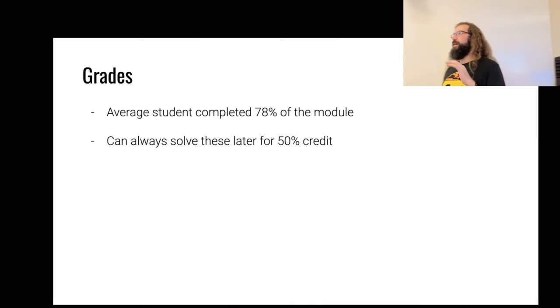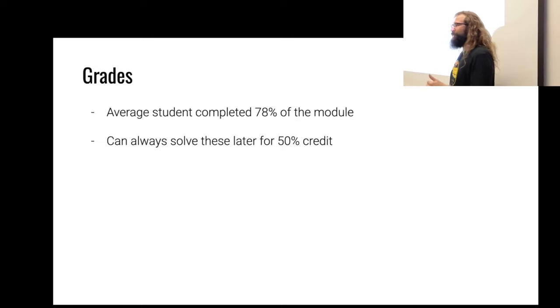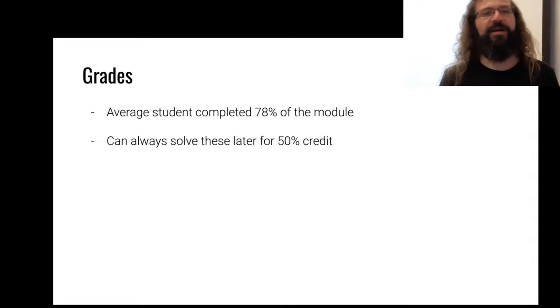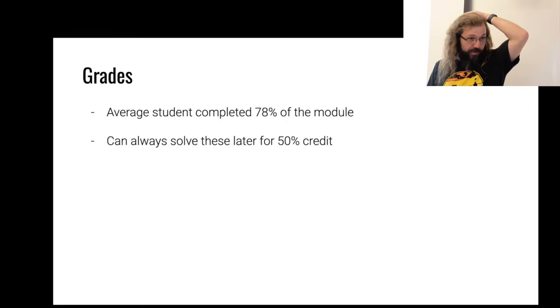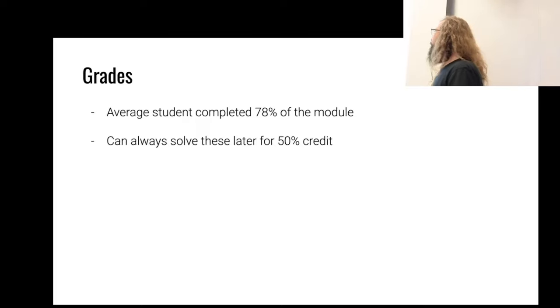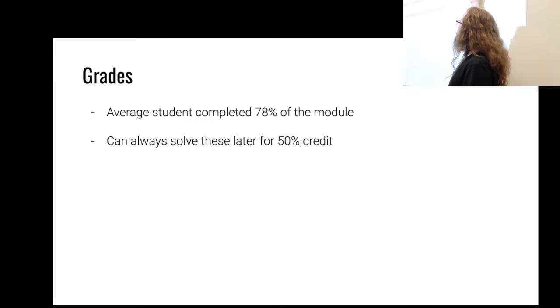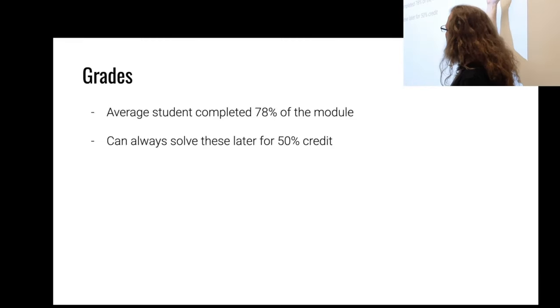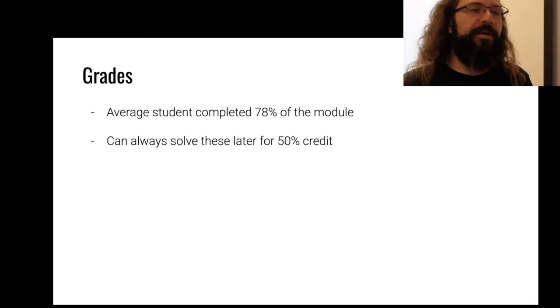So course grades, how do we do? As always, I only count people that at least solve one challenge. That's how I know that you're actually taking this course. Considering for module 1, I pretty much had the flag fall out on stream, I think that's a reasonable expectation. Average student completed 78% of the module on time. You can always solve it late for 50% credit.